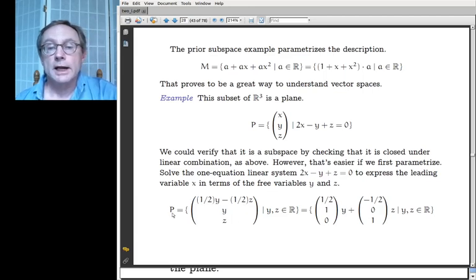And so you're looking at this description of capital P. These describe the same set. This is a collection of vectors. This is a collection of vectors. They contain the same vectors.